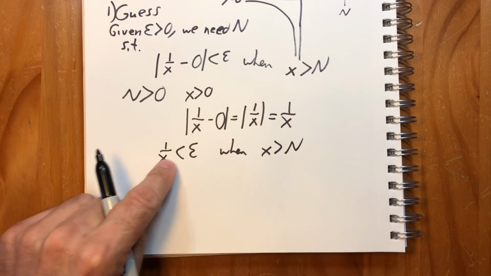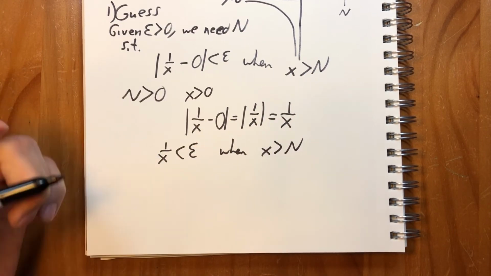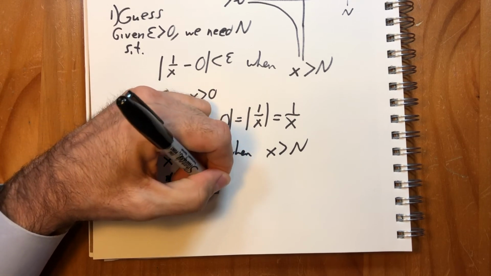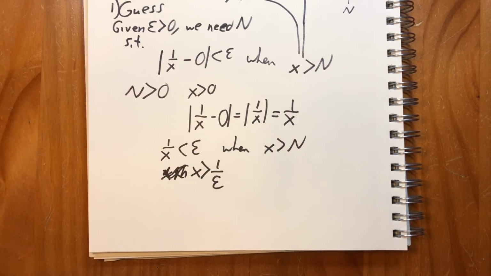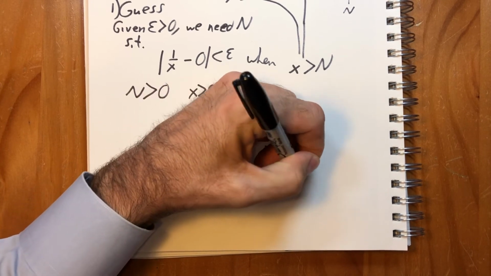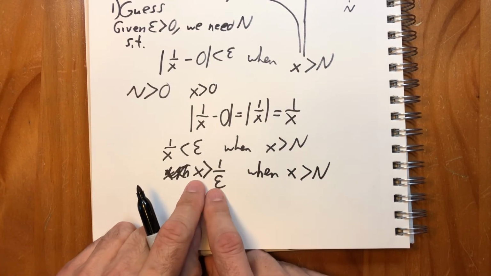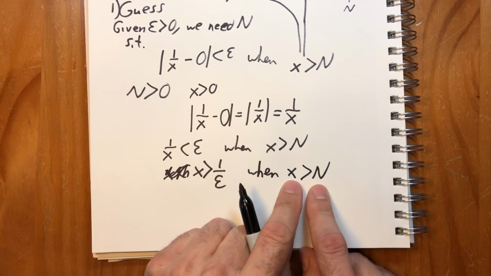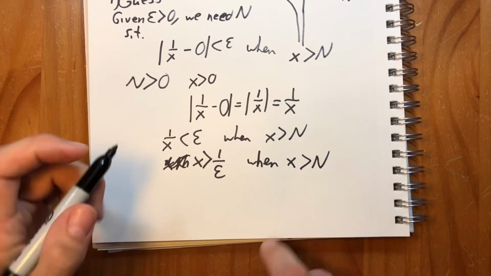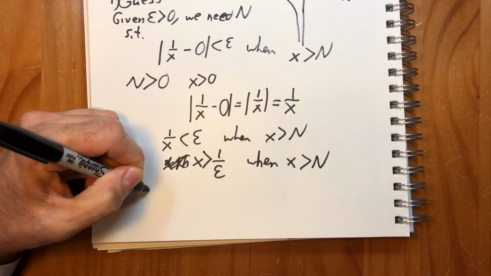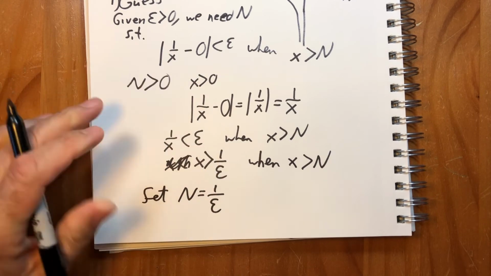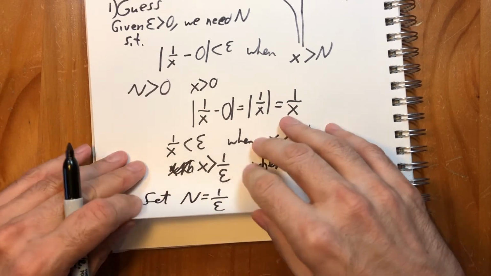So therefore, plugging this in up here, we have that 1 over x is less than epsilon when x is greater than n. Multiply both sides by x, divide both sides by epsilon, and switch them. So we'll have that x is greater than 1 over epsilon. Okay, so x is greater than 1 over epsilon when x is greater than n. And that's what we needed. So we have that whenever x is greater than n, x is greater than 1 over epsilon. So this suggests that if we set n equal to 1 over epsilon, that should work.